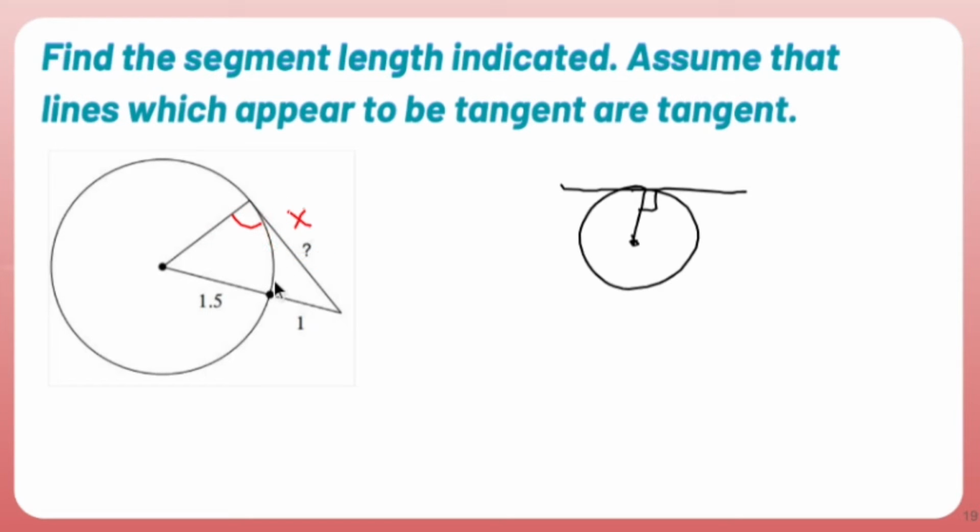I'll call this X. What do I know? I know this is 1.5 and this is 1. So that means this is 2.5. If this is my radius and the radius is 1.5, that means this one is also 1.5. Bada bing.